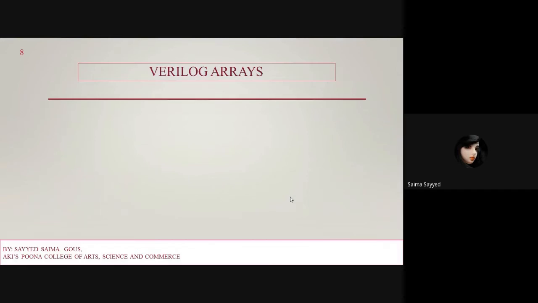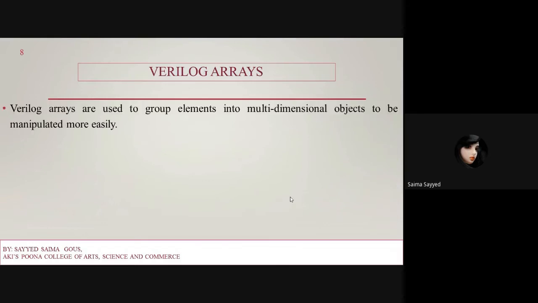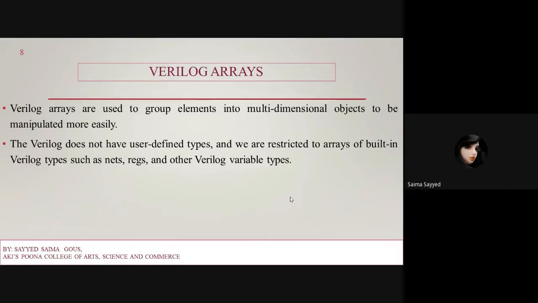Now Verilog arrays. Arrays are nothing but a collection of similar data types. In Verilog also it is the same, a collection of similar data types. Verilog arrays are used to group elements into multi-dimensional objects to be manipulated more easily. They are similar to vectors, but there are some defining differences. Verilog does not have user-defined types, and we are restricted to arrays of built-in Verilog types such as net, register, and other variables.